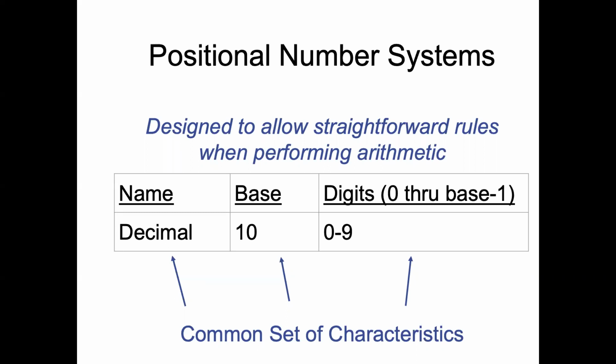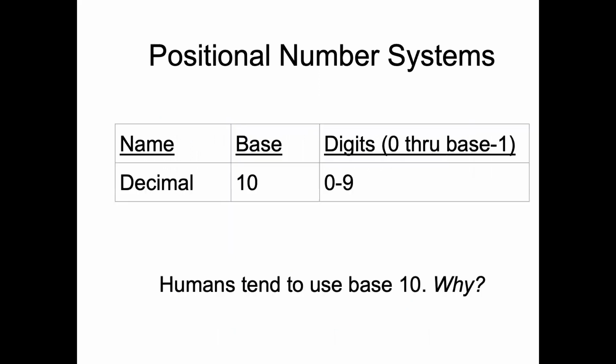So for any place value or positional number system we look at, we'll probably have a name for it. We'll have a base that we use to represent numbers. And then we'll have digits that we can write down in that base. And the digits are always going to be 0 through whatever the base minus 1 is.